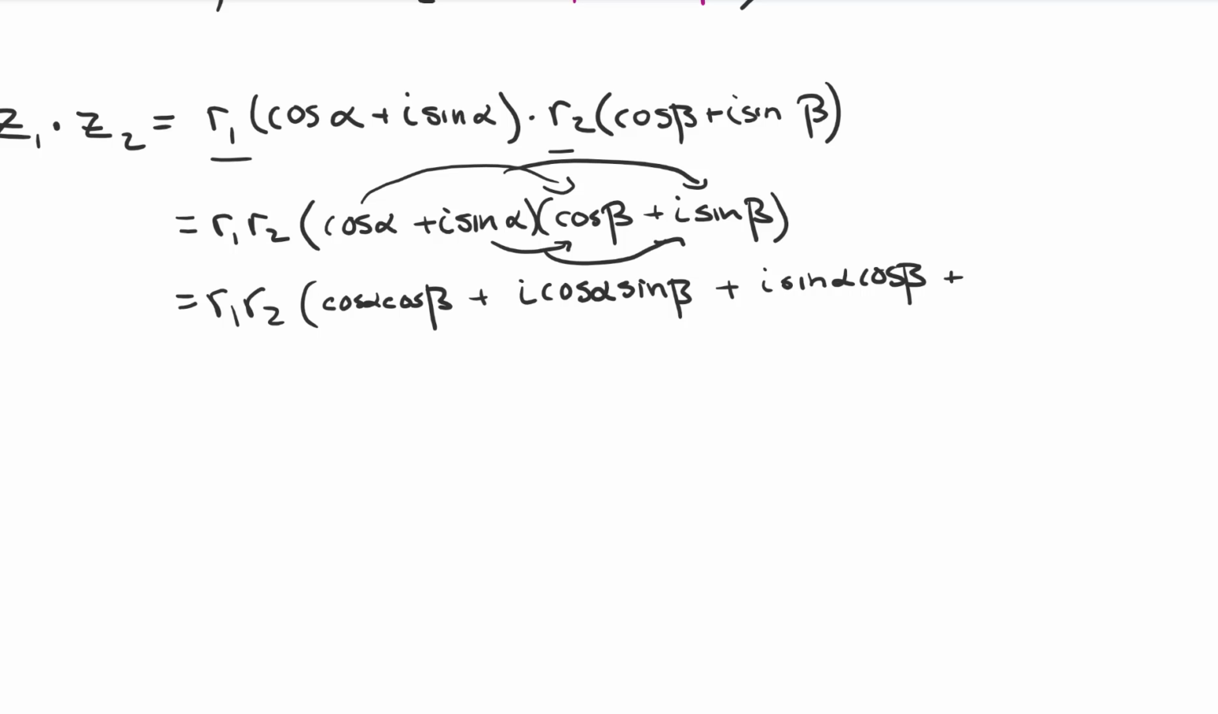And then lastly, we're going to have the I times I. I times I is going to change that positive to a negative right here. Okay, so that's why we're going to get a negative. I times I is negative 1. It's going to change the sign. And now we're going to have sine alpha sine beta.